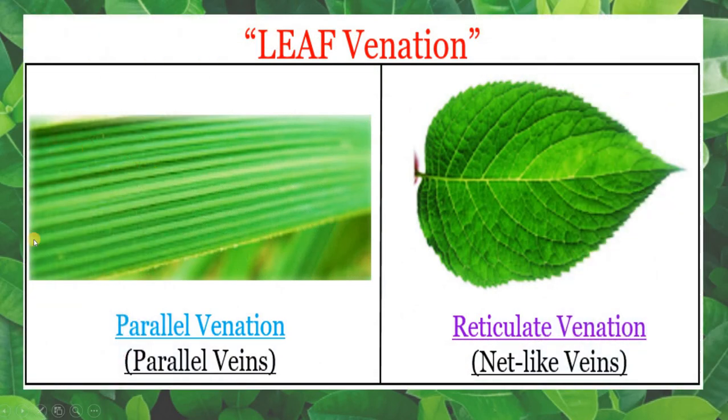Here you see, this is the picture of parallel venation and this is the picture of reticulate venation. All of you know the meaning of the term parallel. Parallel means two lines which never meet. So in a few plants, you will find the venations are like this, straight. They are parallel. This type of venation is known as parallel venation, and this type of net-like structure is known as reticulate venation. So in parallel venation, the veins in the leaf run parallel to one another on both sides of the midrib.